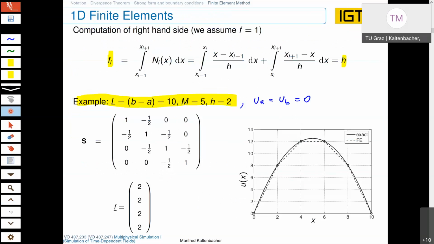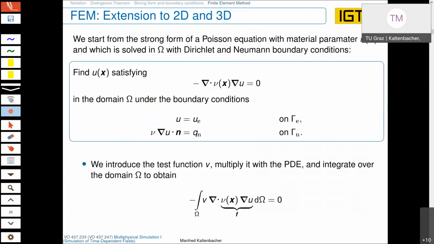Okay. Then we can also start today with the extension to 2D and 3D. The first part is more or less the same, but as you know, for the integration by parts in dimensions higher than 1D, we apply the divergence theorem. And then we will have not only volume integrals, but also surface integrals.